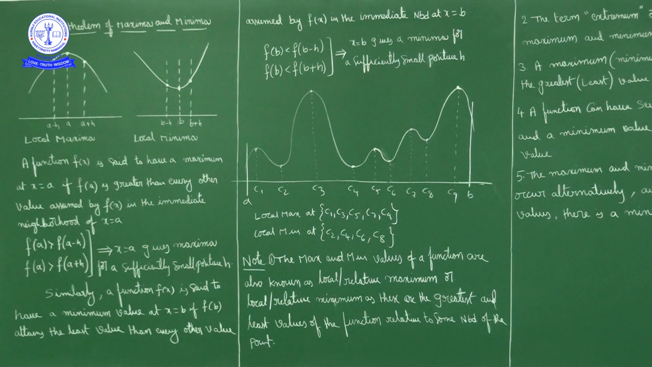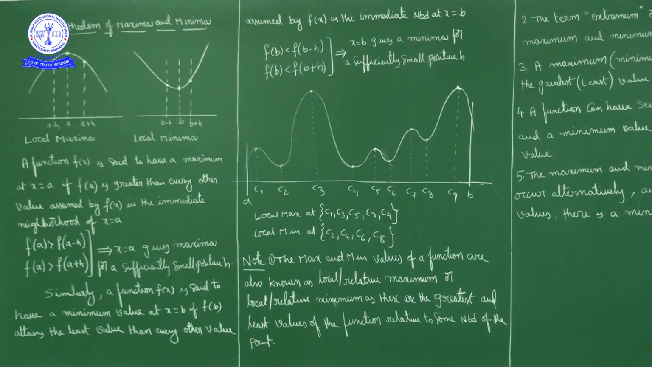Maximum and minimum we also call local maximum, local minimum, or relative maximum, relative minimum. Because this maximum is maximum relative to some neighborhood of that point. Now c2 is minimum in the neighborhood of that point. We will use the term extremum or turning value both for maximum as well as for minimum. Extremum means it can be either maximum or minimum.